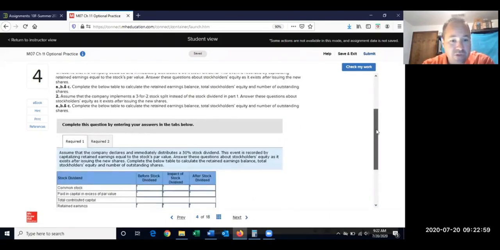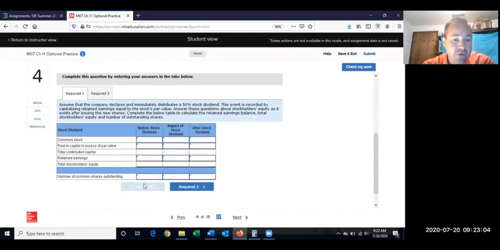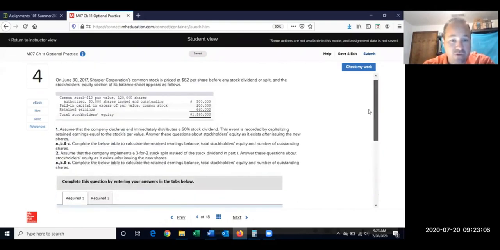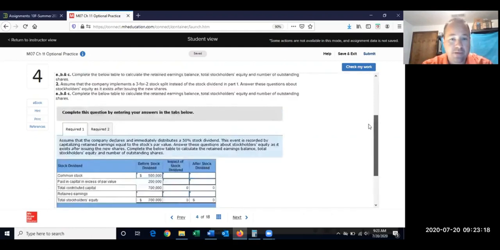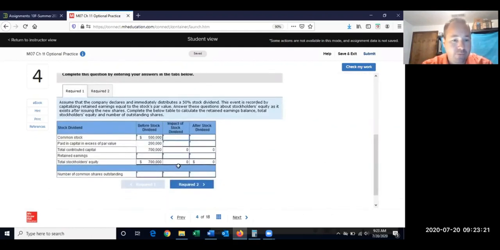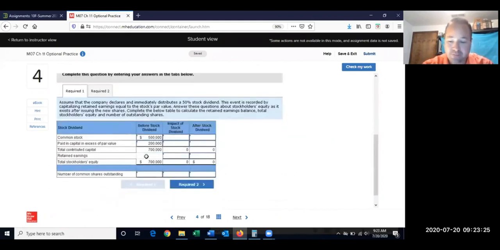So let's go down and answer some of these questions based on what we just did. All right, before the stock dividend, this first column here is just going to be real easy. It's just bringing the number straight down. We had common stock valued at 500,000. And let's go ahead and put them all in, these first numbers. We had 200,000 for the additional paid-in capital. And then retained earnings, 660. And number of common shares outstanding was 50,000.